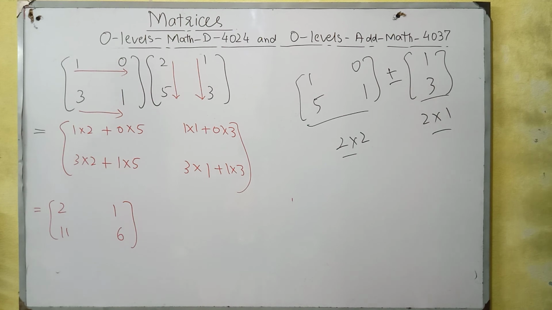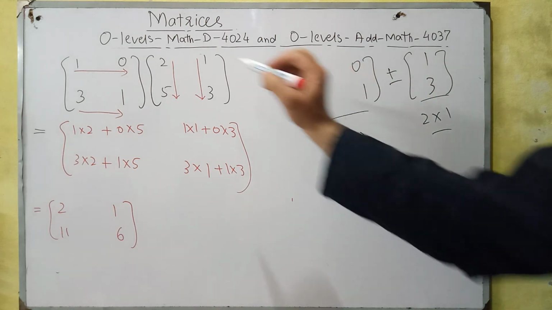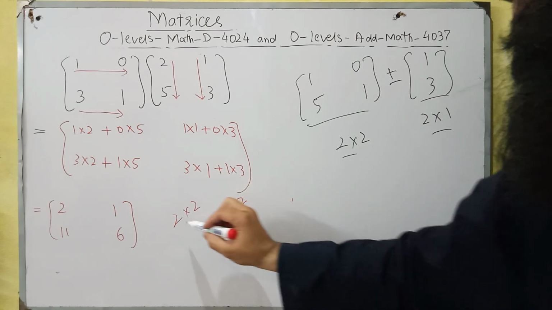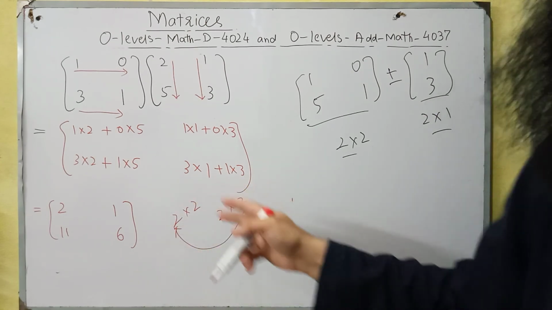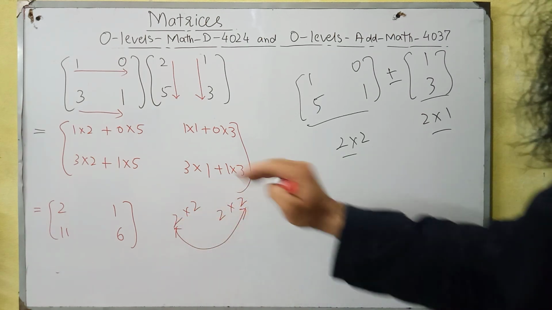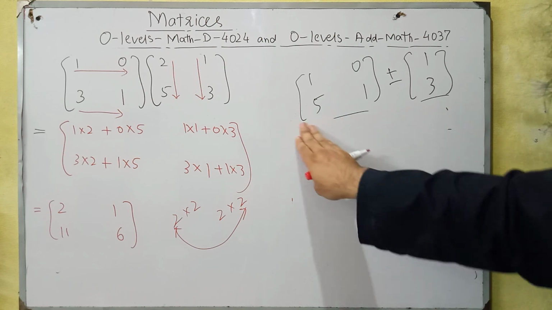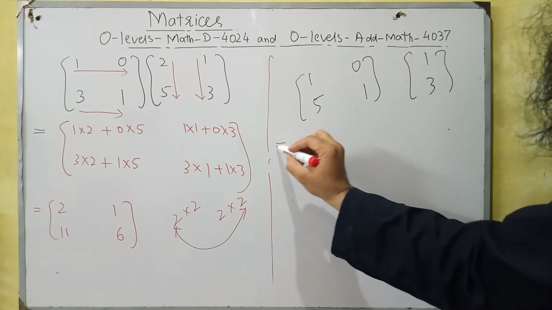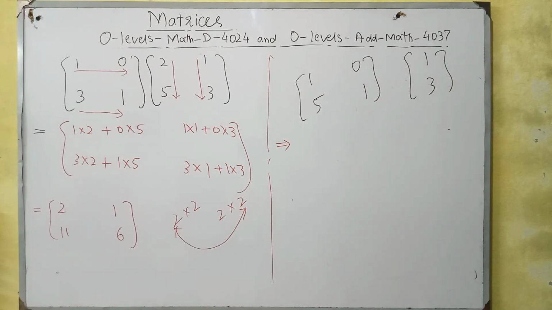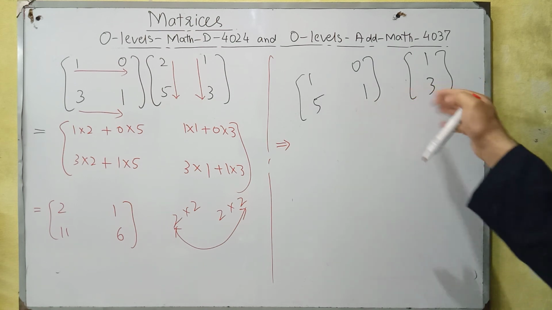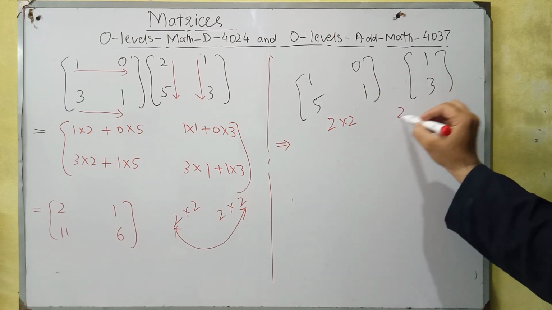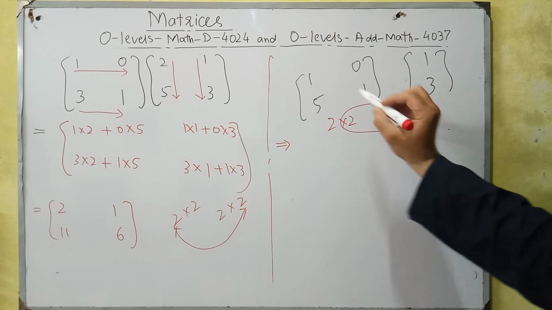And we can check if our answer is correct or incorrect. The order of this matrix was 2 by 2, and similarly the order of this matrix was 2 by 2. The order of our answer must be 2 cross 2. Now look at this example, we need to multiply these two matrices. And if we multiply these two matrices, we need to see if there is a possibility or not. The order of this matrix is 2 cross 2 and the order of this matrix is 2 cross 1. Now we can see that these two numbers are matching.